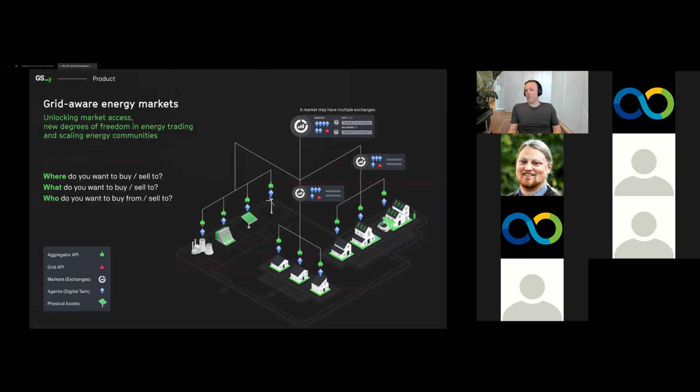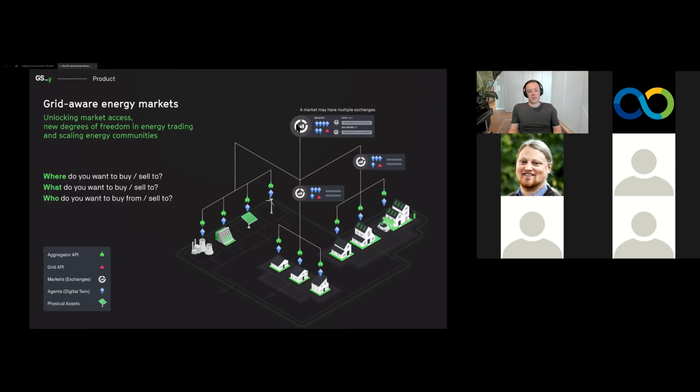And then the only thing we added to this was that we build it openly. It's open source. So we can have one market with multiple exchanges which run in parallel to each other. Each exchange has its own requirements, who can participate in it or which asset can participate in it, depending on how fast it can react. And the main functionality is that these markets, which have multiple exchanges, can be stacked on top of each other. And this enables us to place markets according to grid topography.